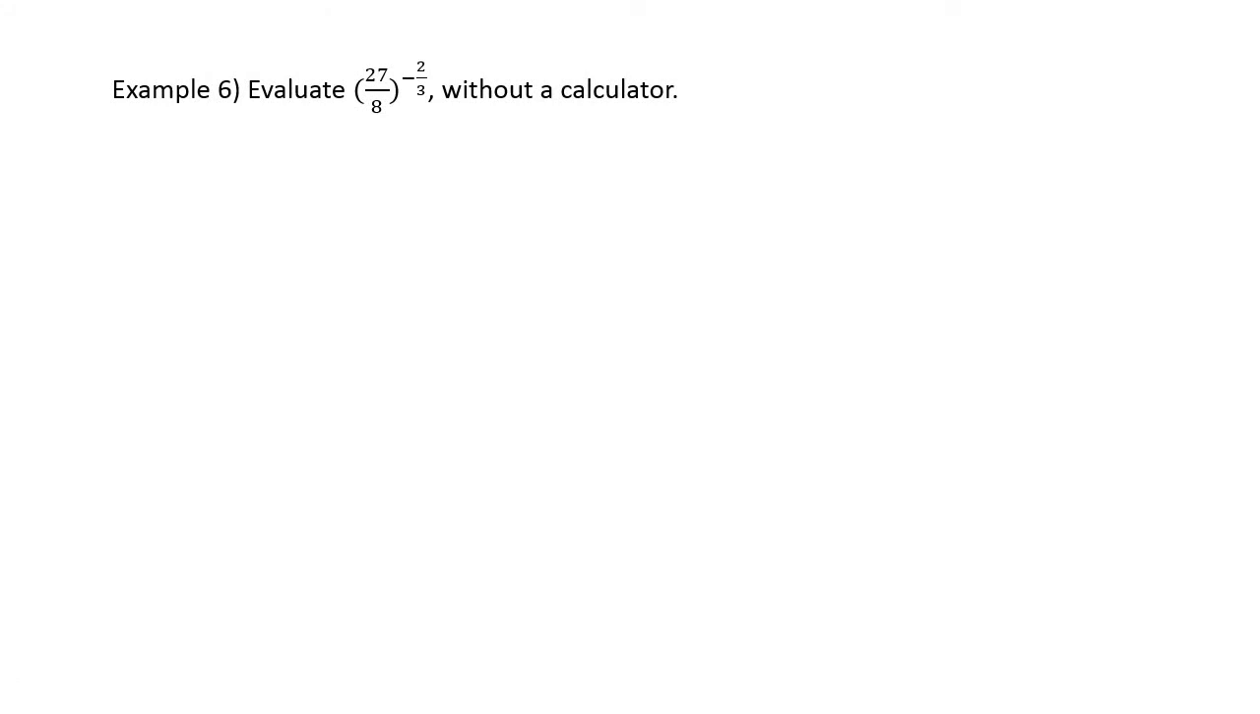Example 6. Evaluate 27 over 8 to the negative 2/3 without a calculator. So as you can tell, our examples have gotten a bit more complicated, and this is the final example for this lesson. So we have 27 over 8 to the negative 2/3. Let's use our law. So first, let's just deal with that negative. We don't like negative exponents. Let's get rid of that. We write 1 divided by, and then rewrite everything else in the denominator here.